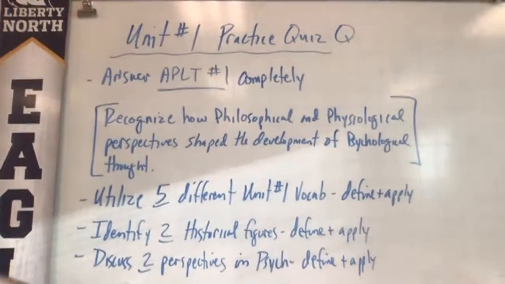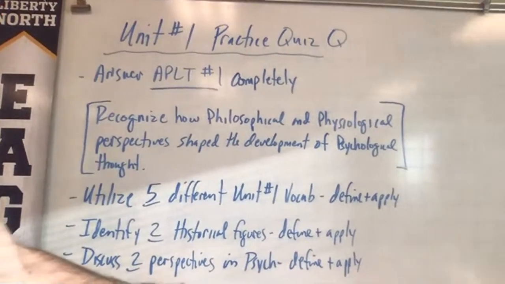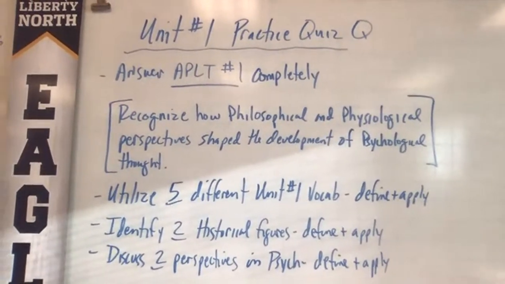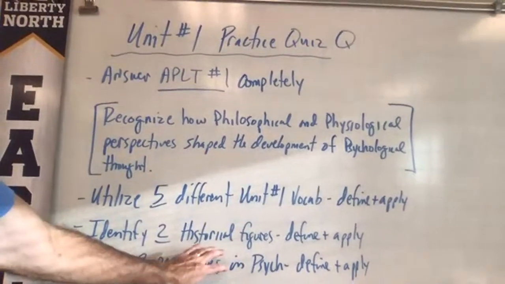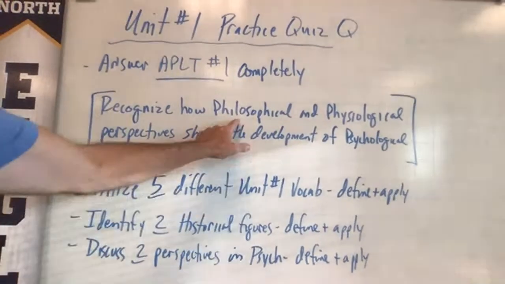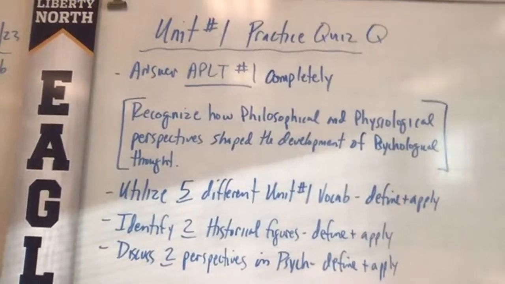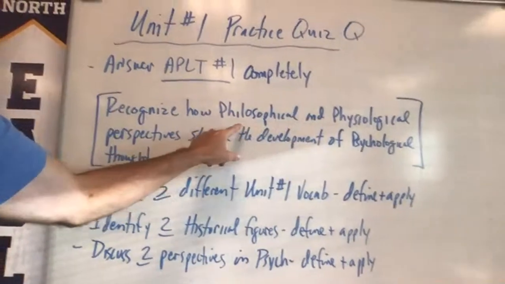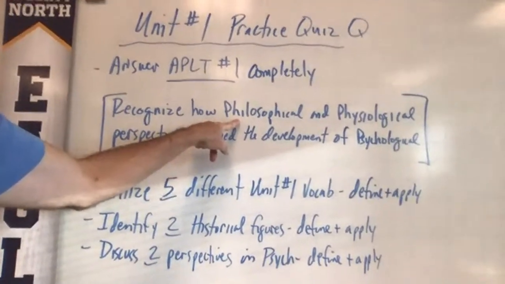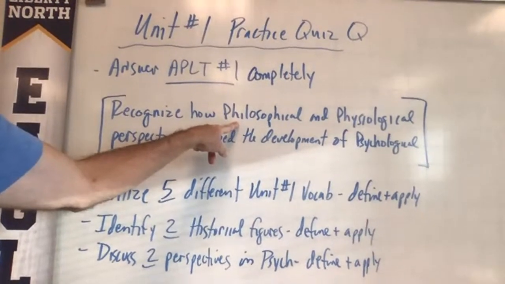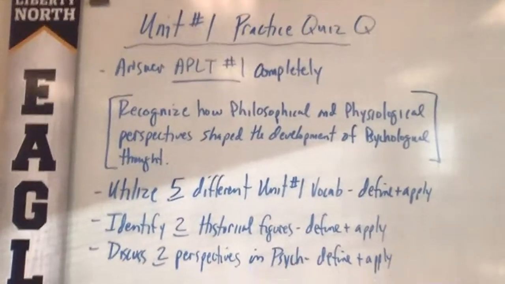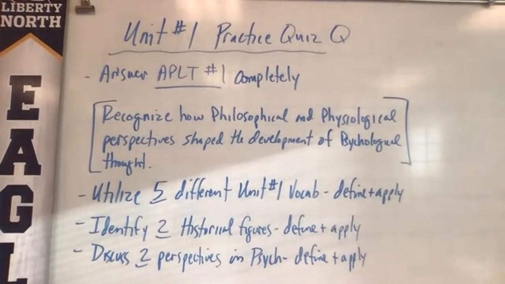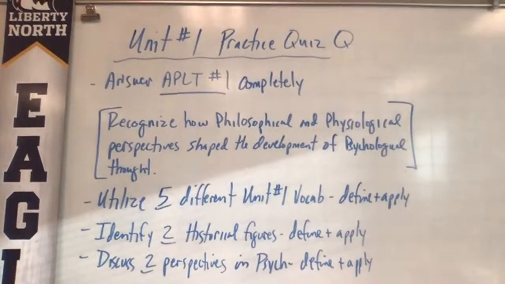And then lastly, you're going to pick 2 perspectives in Psych, define and apply, okay, to the question. So you want to probably pick 2 perspectives that you could easily apply to philosophy or physiology. Okay, so that might be biological perspective. Okay, it might be cognitive perspective since it's kind of the study of thought. It might be structuralism and functionalism because they were the first 2 early theories in psychology. Okay, all right.